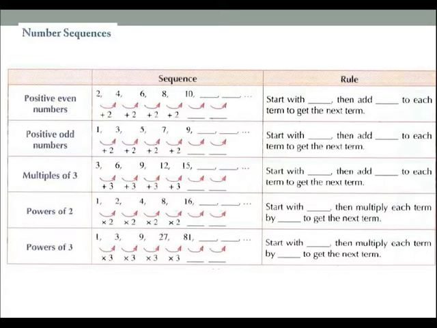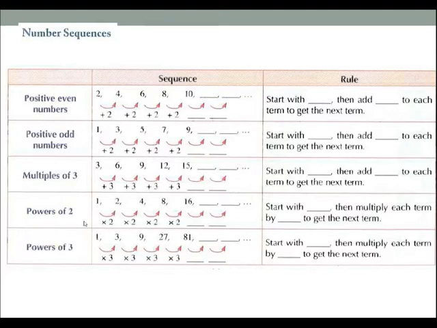Similarly, the third one is multiples of 3: 3, 6, 9, 12, 15 and so on. If you want to find the next value, what will be the rule? You will write: start with 3 and then add 3 to each term to get the next term. So what will be the next term? Here it will be 15 plus 3, you will get 18.